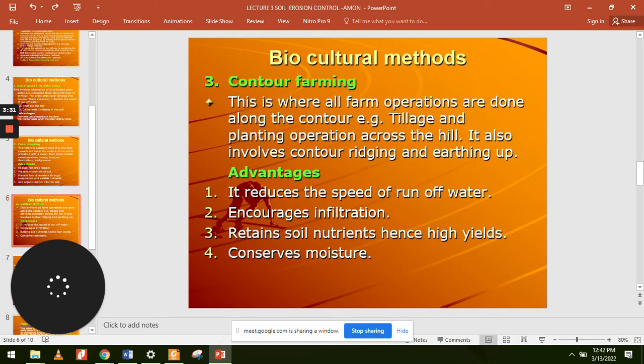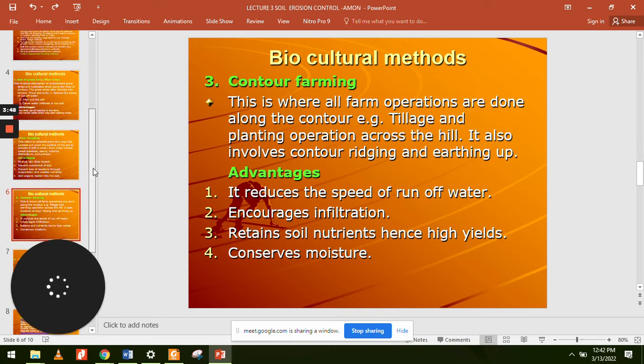That is number two. Number three, contour farming. Advantages: reduce speed of runoff water, encourage infiltration, retain soil nutrients, conserve moisture. So far you have learned about three biocultural methods. Class, is there any question? No.